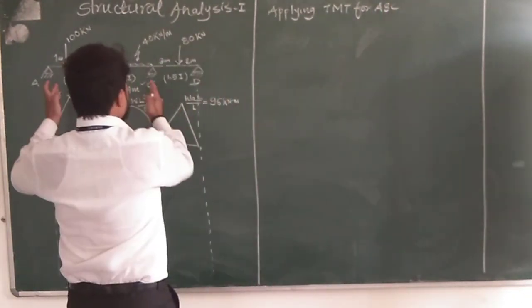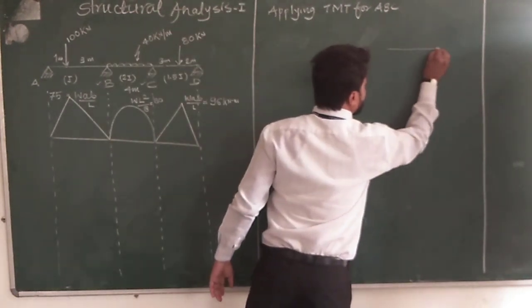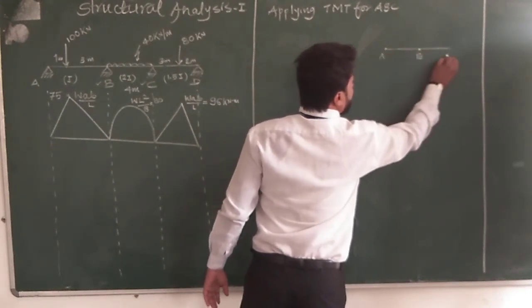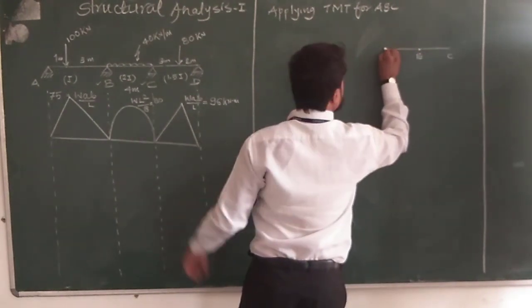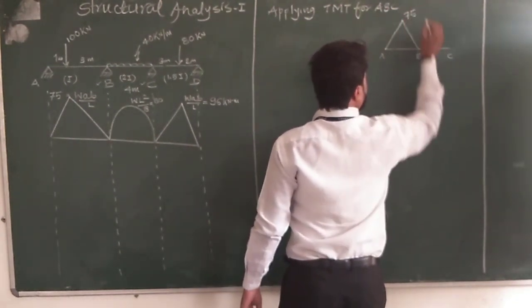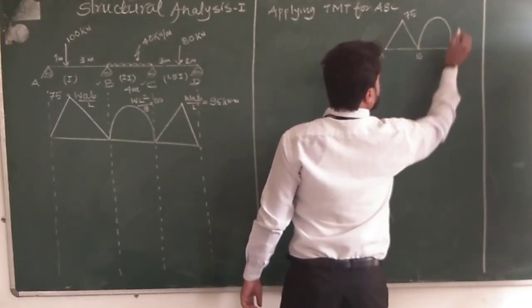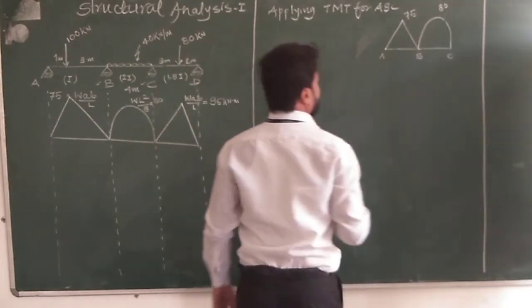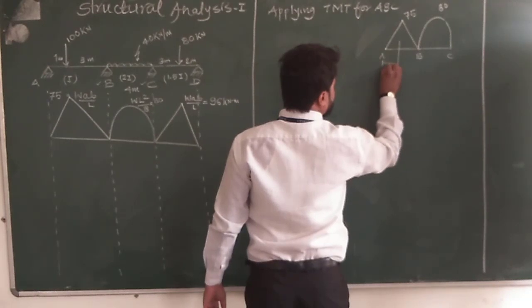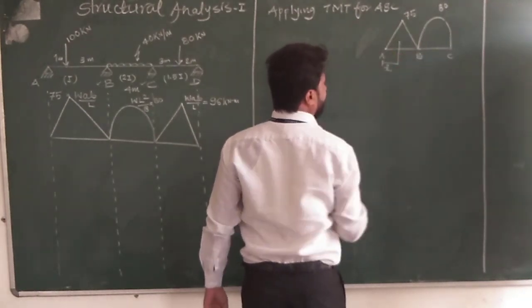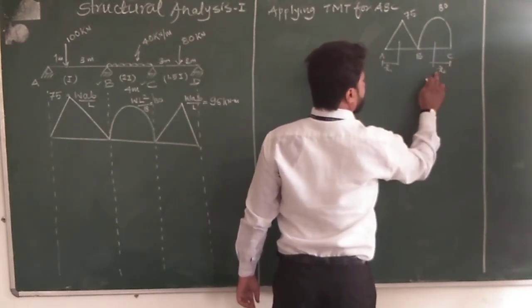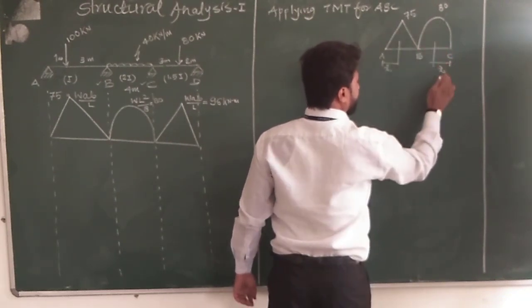For ease of calculation, we will draw the bending moment diagram of the first 2 spans. So A, B and C. The first one is the eccentric load, the value of this is 75, and the second one is the UDL having the value of 80 kN meter. Now we have to calculate x1 bar, that is the CG of the bending moment diagram of the first span from the left support, and x2 bar, that is the CG of the bending moment diagram of the second span from the right hand side.